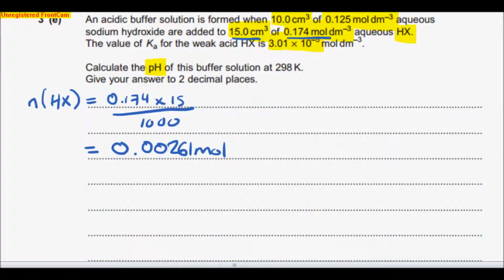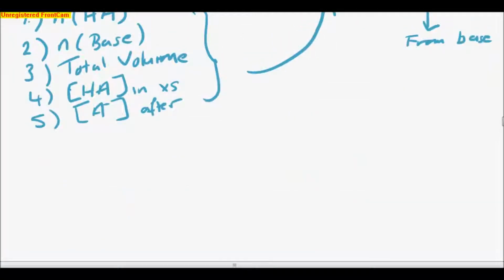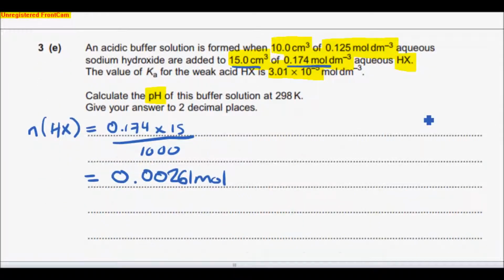Next thing we need to do, if I scroll back up, is to work out the number of moles of the base. The number of moles of sodium hydroxide is going to be equal to the concentration times the volume. It's going to be 0.125 times 10 divided by 1,000.